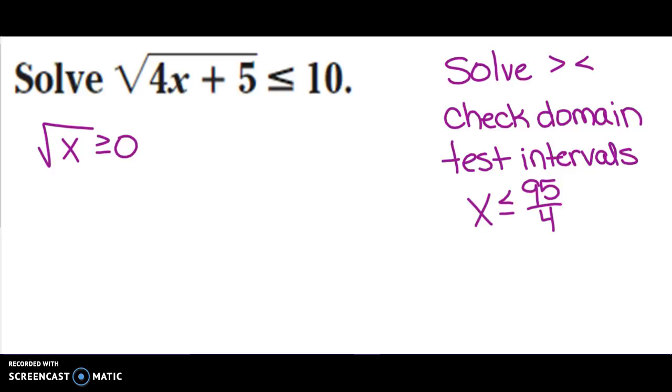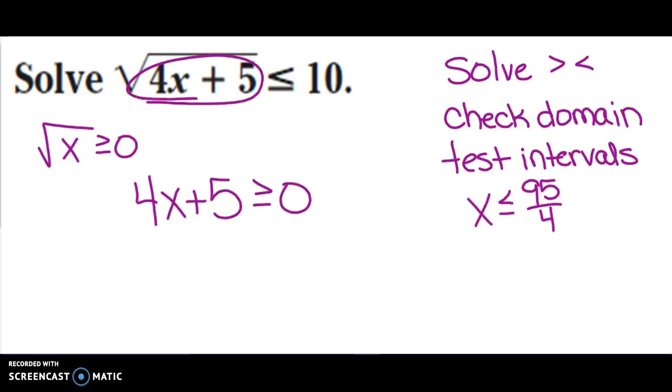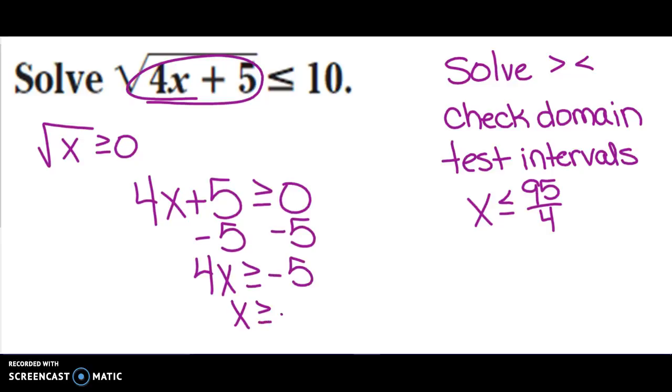So let's go ahead and say, well, you really don't have to say square root. You can just say 4x plus 5 has to be greater than or equal to 0. Anything under here has to be greater than or equal to 0. So let's go ahead and solve it and see what our domain is going to be. X is greater than or equal to negative 5 over 4. All right, let's go put that over here.